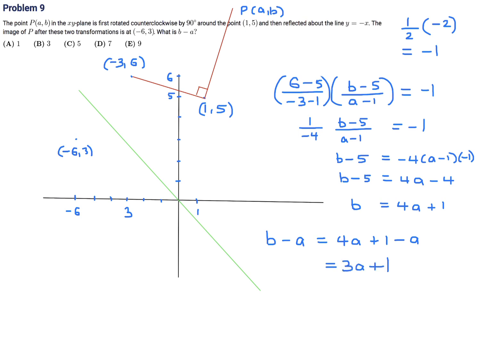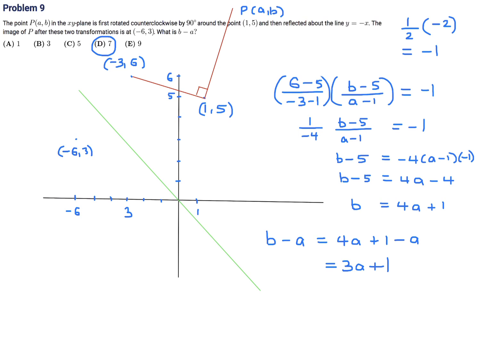And even if you don't want to figure out the values of a and b, you can say, well, this is some multiple of 3 plus 1. And a obviously is greater than 0, right? Because it's somewhere here. So a, let's say it's 1, then this would be 4, but 4 is not one of the answer choices. If a is 2, this is going to be 7. So there we go.